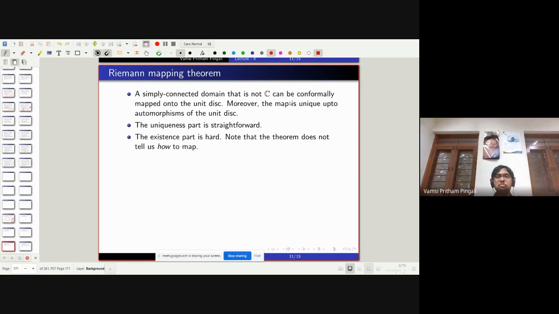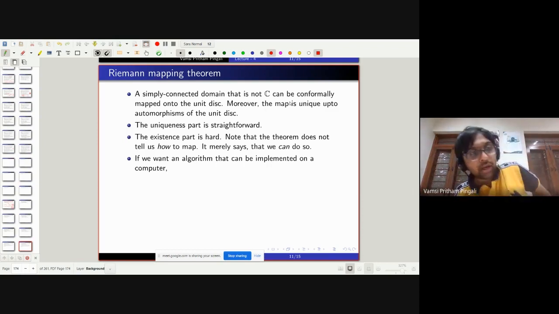So the next best thing is that, it merely says that we can do so. If we want an algorithm that can be implemented on a computer, if you can't find a nice formula, and if you want to apply something to real life, then the best you can do is to get an approximation by using a computer. So you would need a nice algorithm. What should that algorithm do?